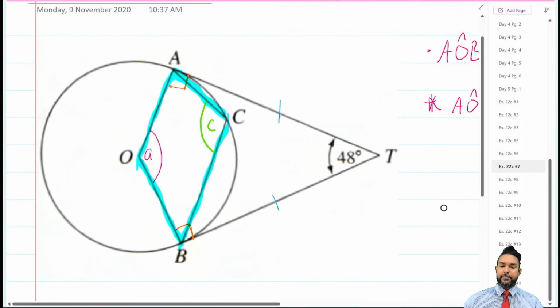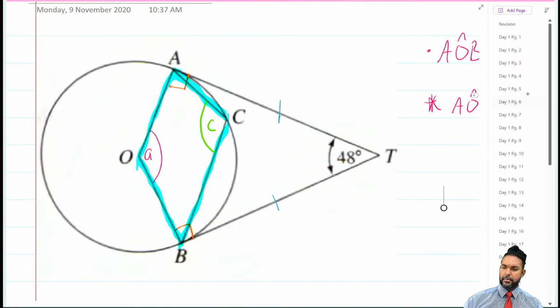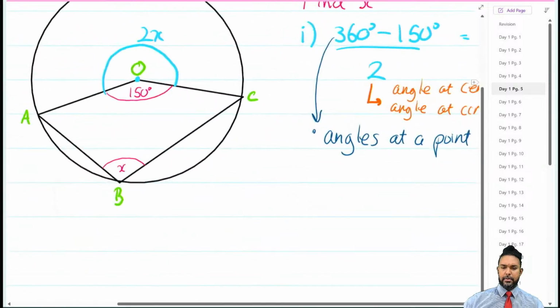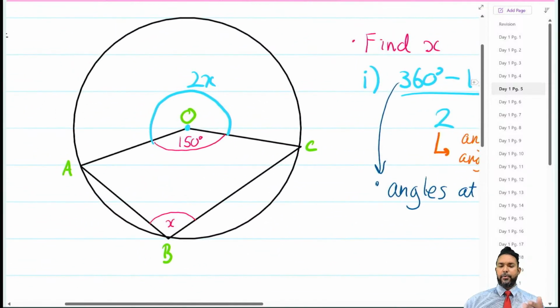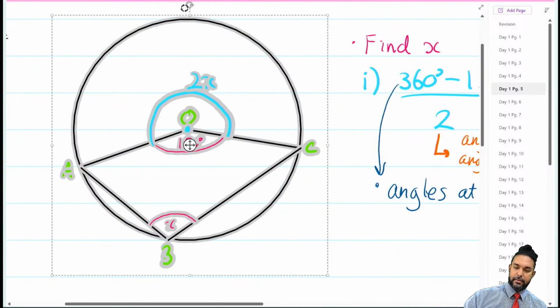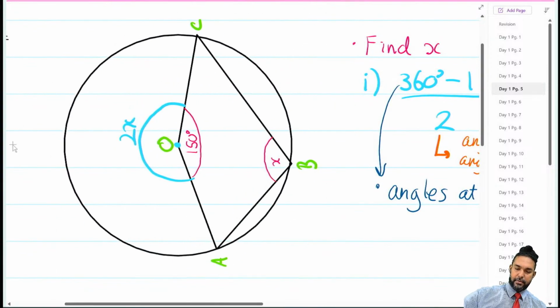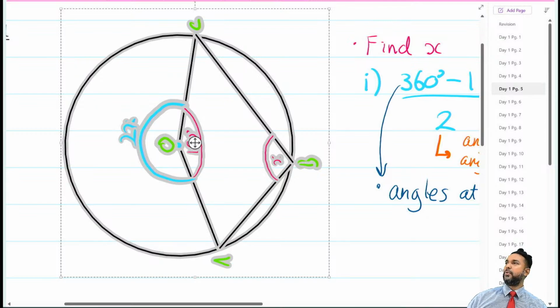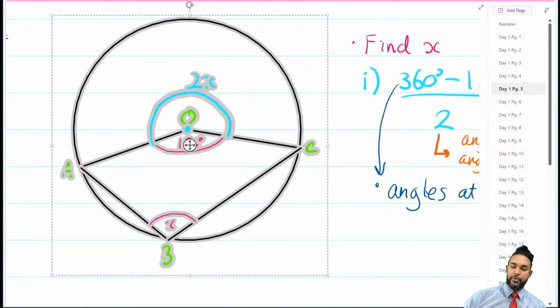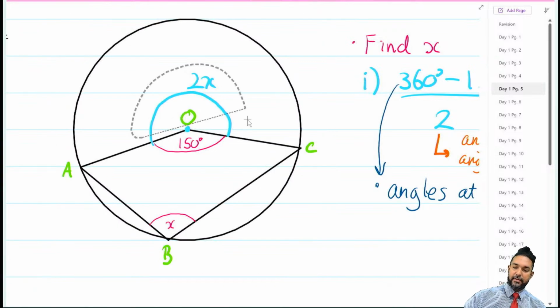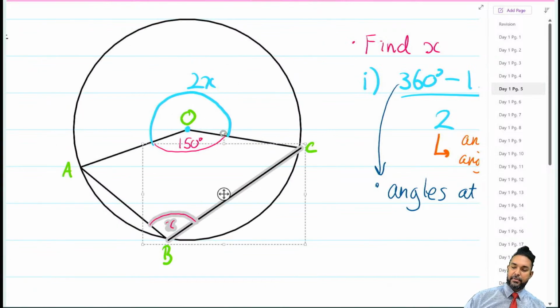Okay. But there was a rule that we saw that looked like that, if you rotate it. Let me see if I could rotate it. We turn it this way. Does it kind of look like the rule? And what is the rule there for? The rule is that the angle at the center is double the angle at the circumference.